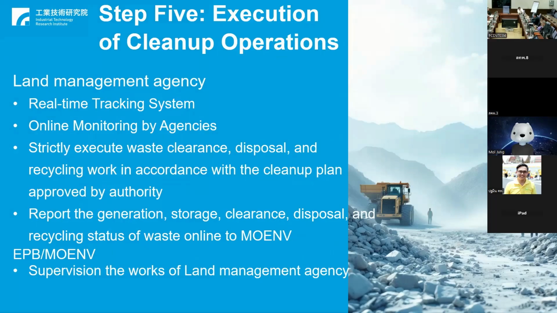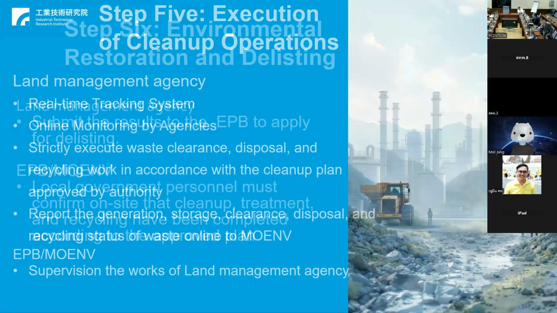And step 6 is about the environmental restoration and delisting. Finally, the land management agency will submit the results to the EPB to apply for delisting. And the local government personnel must confirm on site that the sites are all cleaned up and the treatment and recycling have been completed according to the approved plan before the site can be delisted.